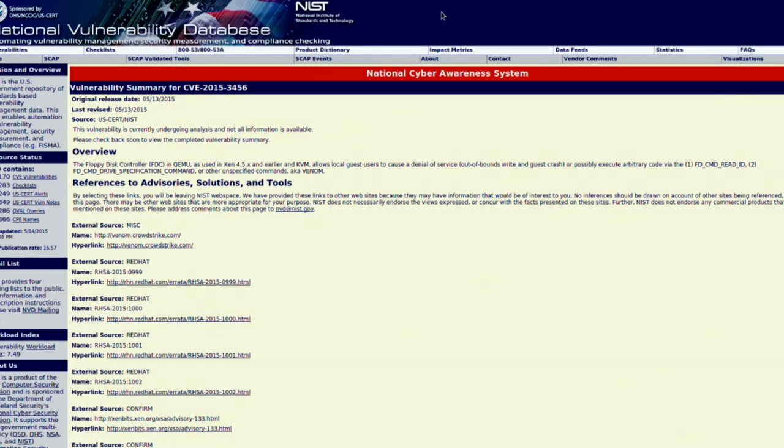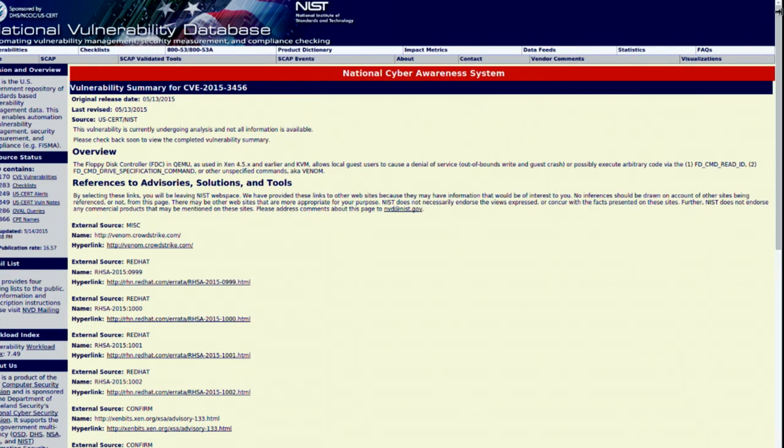After a patch was developed and then released by May 13th, CrowdStrike publicly disclosed the Venom vulnerability on the 13th, which was yesterday. Since the availability of the patch, CrowdStrike has continued to work with major users of these vulnerable hypervisors to make sure the vulnerability is patched as quickly as possible.